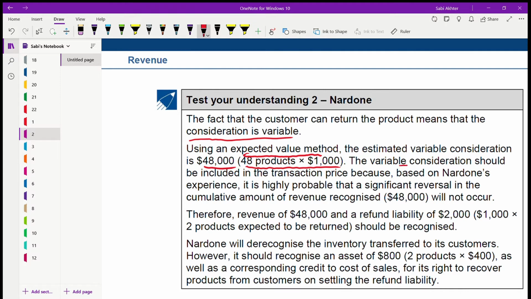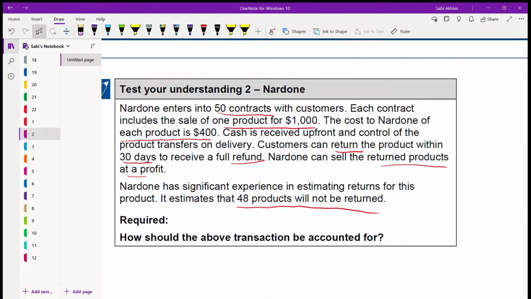Why should it be included? Because it is based on Nowden's experience that it is highly probable that a significant reversal in the cumulative amount of revenue recognized will not occur. 48,000. See, whenever in the past you have high experience that goods will not be returned, then it's better that you include that in your transaction price, the variable consideration. If they do not have experience, then do not include.